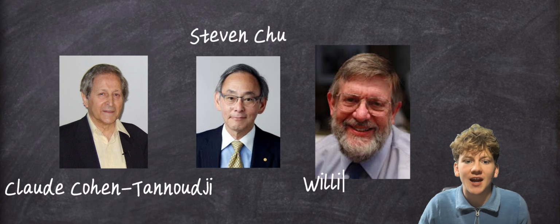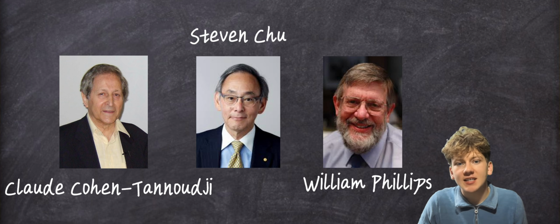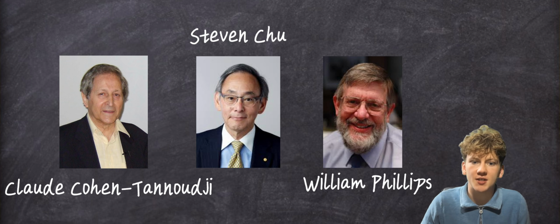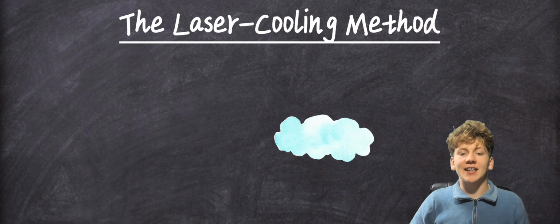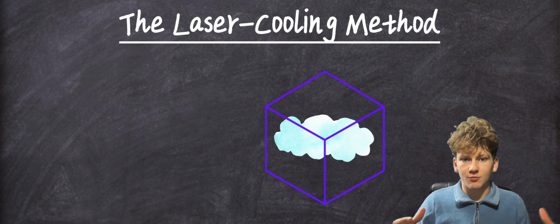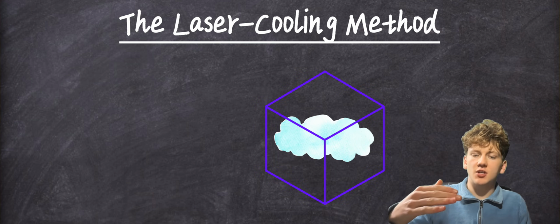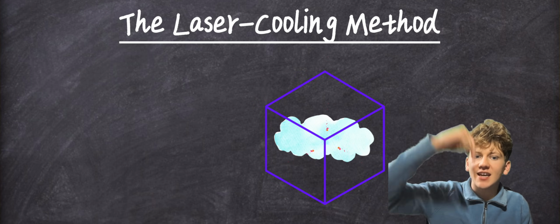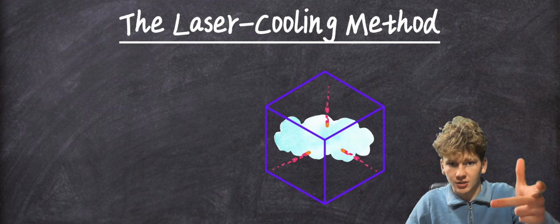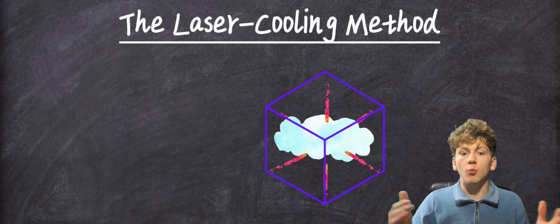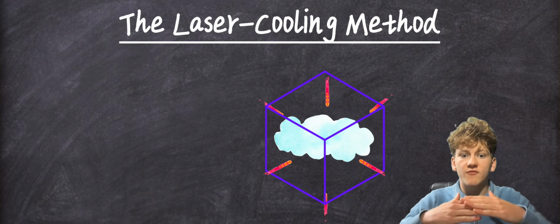Claude Cohen-Tannoudji, Steven Chu and William Daniel Phillips were awarded the 1997 Nobel Physics Prize for first performing laser cooling, and their method is as follows. Take the sample of gas that you want to supercool and seal it in a cube vacuum chamber. On each face of the cube, set up a laser that fires into the centre. This is done so that each axis in three-dimensional space has 2 lasers, one acting in either direction, firing through it.